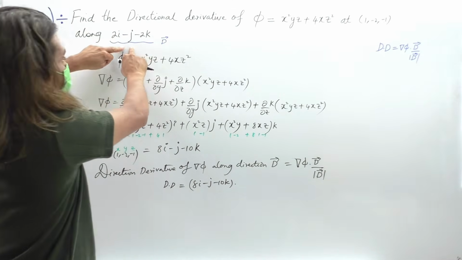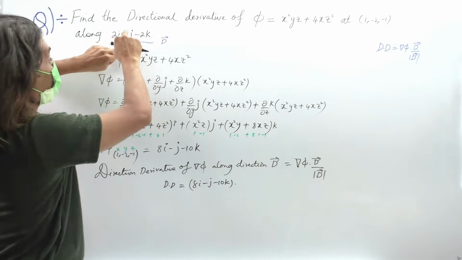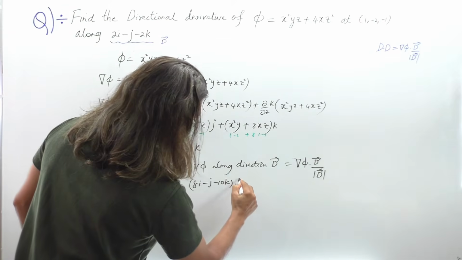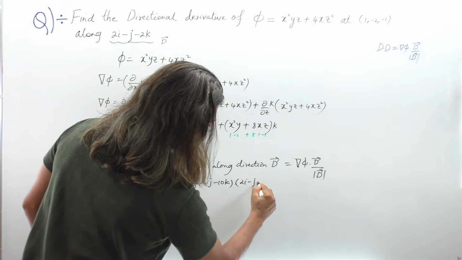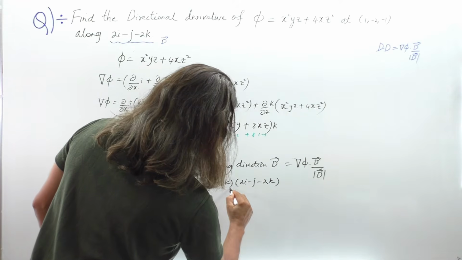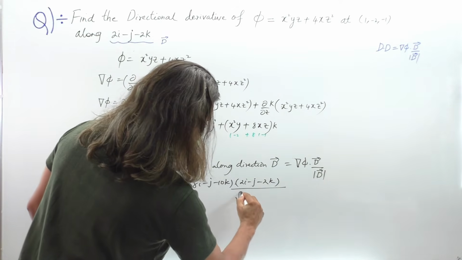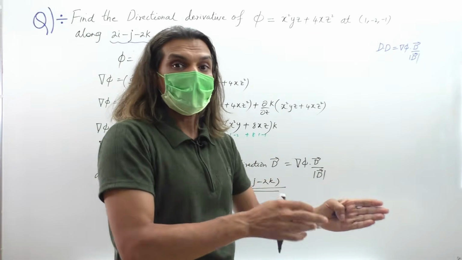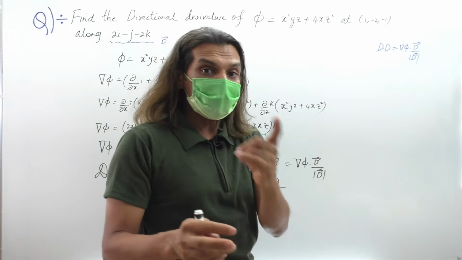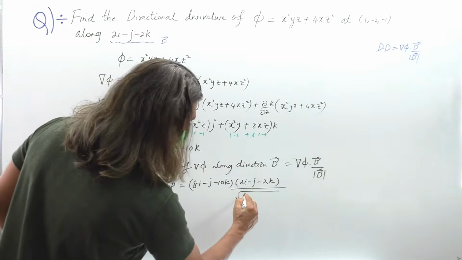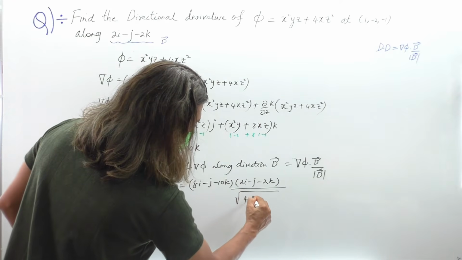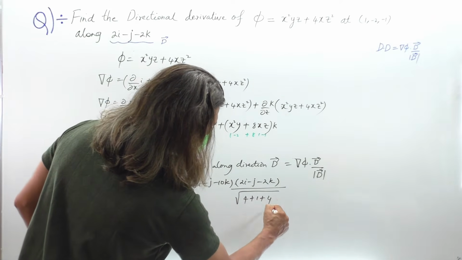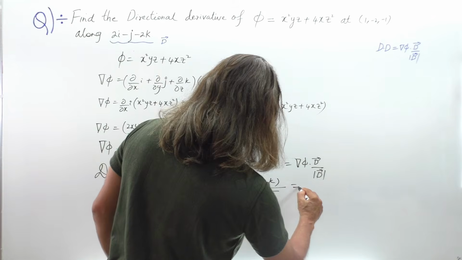From the question we have d vector directly given, and it's 2i minus j minus 2k, into 2i minus j minus 2k, whole divided by modulus. So the meaning of modulus is root of the square of the components of i, j, k, add all of them, always positive. Okay, so 2 square is 4 plus 1 square plus 2 square is 4. So we get this as how much?